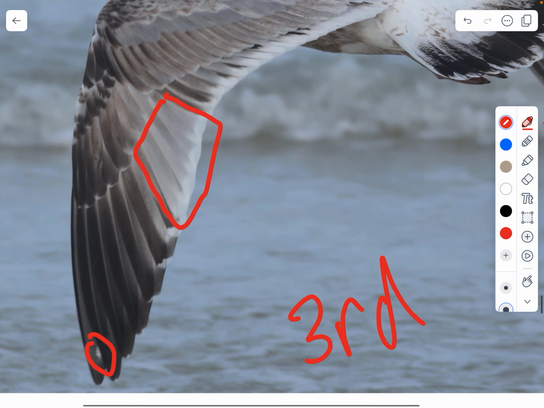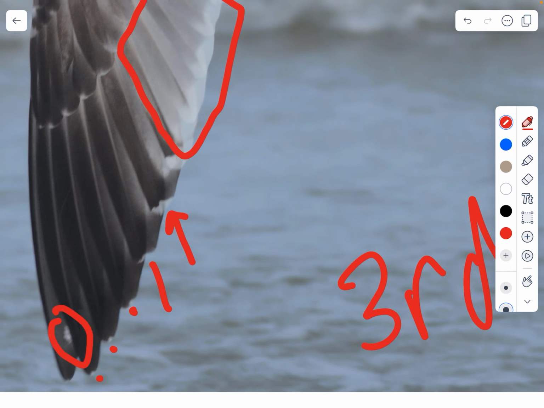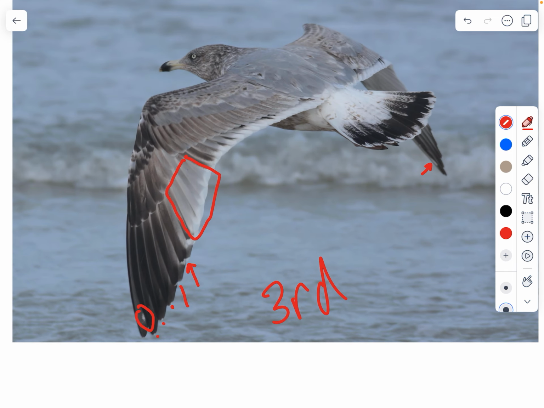If you zoom in on the inner primaries here, these mid-primaries, they did have what look like white apicals that are probably suffering from some wear. They're white feathers, and so they wear easily in comparison to dark-tipped feathers. But I do see some white here, even on P8, P9, when zooming in. So, third cycle American Herring with delayed greater coverts. There's like zero gray on these greater coverts.